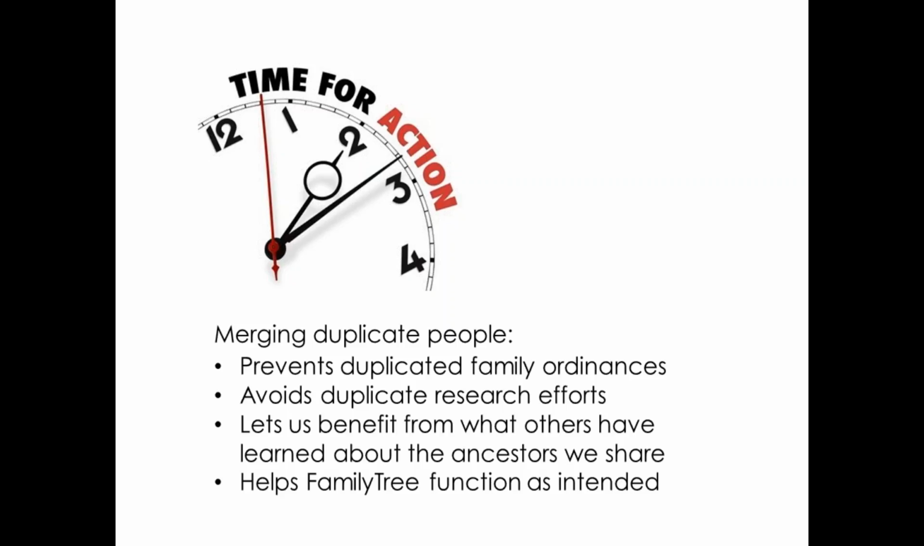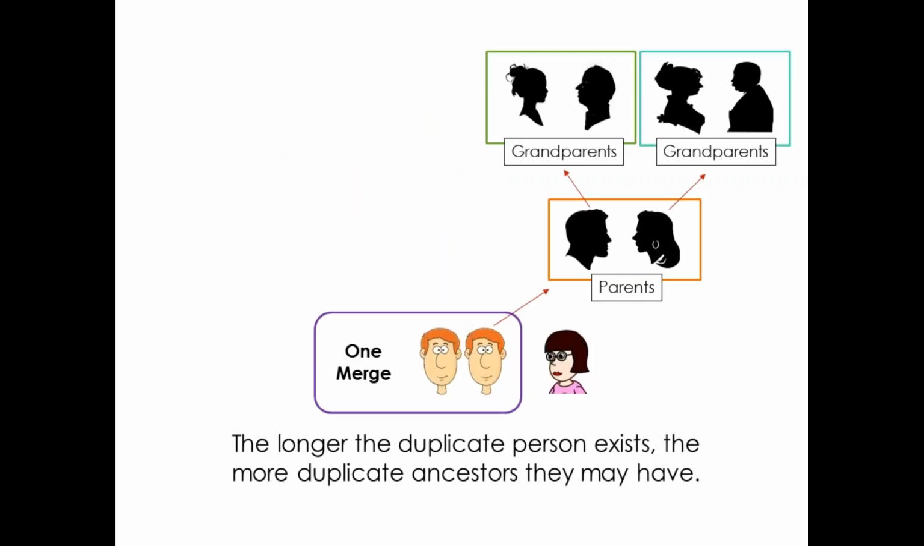It lets us benefit from what other people have already learned about the ancestors that we share, and it helps Family Tree to function as it is intended. Family Tree is actually set up so that each person is intended to only be in the database once, and helping to ensure that that is true will make Family Tree not only more effective to use but less frustrating for folks who are trying to put their families in.